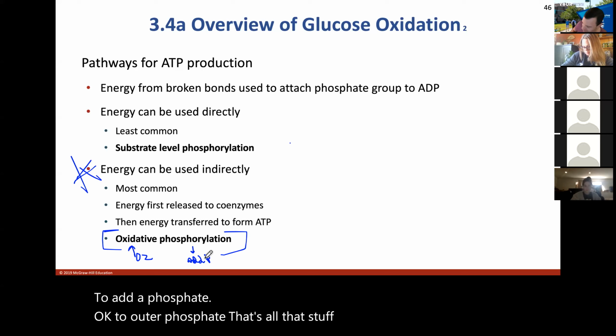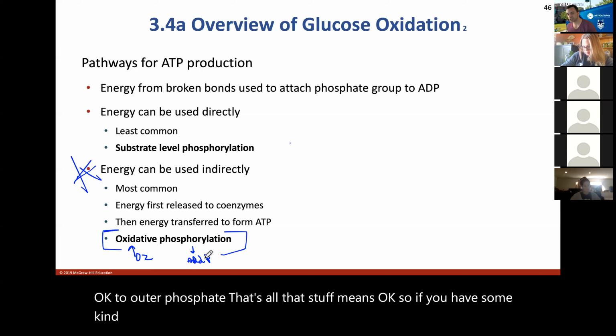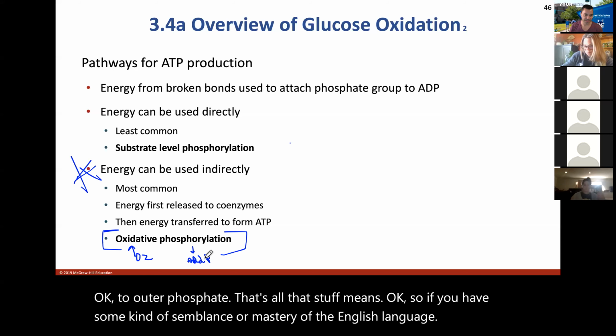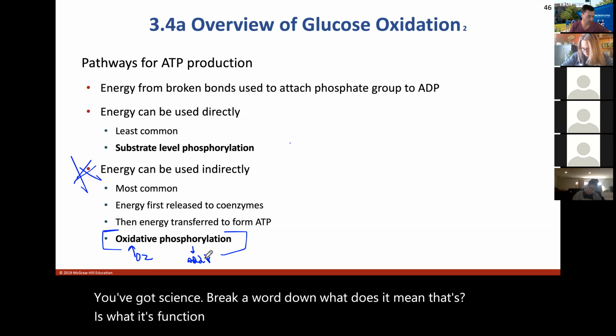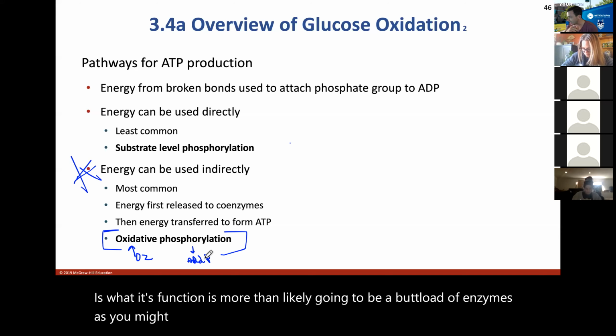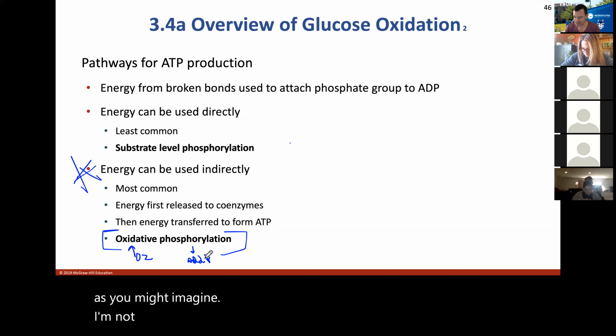So if you have some kind of semblance or mastery of the English language, you've got science. Break a word down. What does it mean? That is what its function is more than likely going to be. A lot of enzymes, as you might imagine. I'm not going to ask you those because that is a biochem class and this is not biochem.